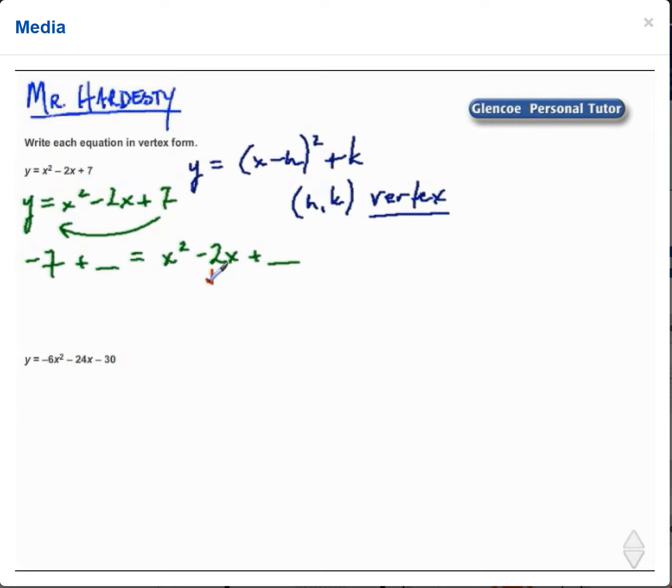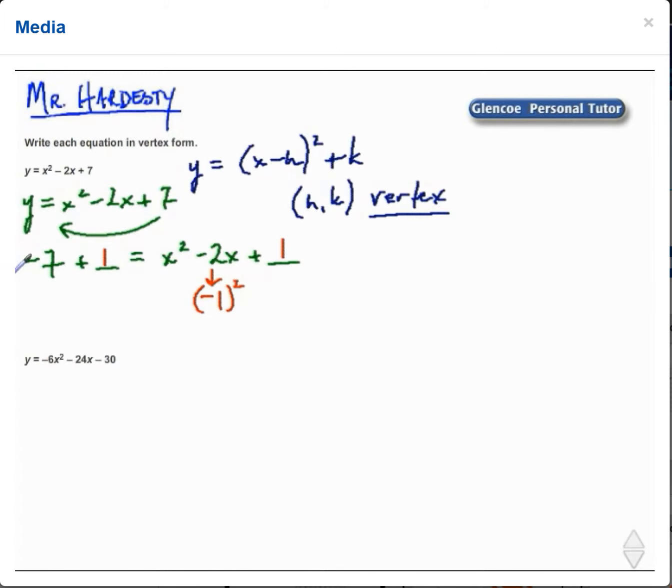If we take half of the linear coefficient, which is negative 1, and we square that, that's positive 1, and we'll have our perfect square trinomial. What we add to this side, we have to balance the equation and put on that side. That's what our two blanks are for.